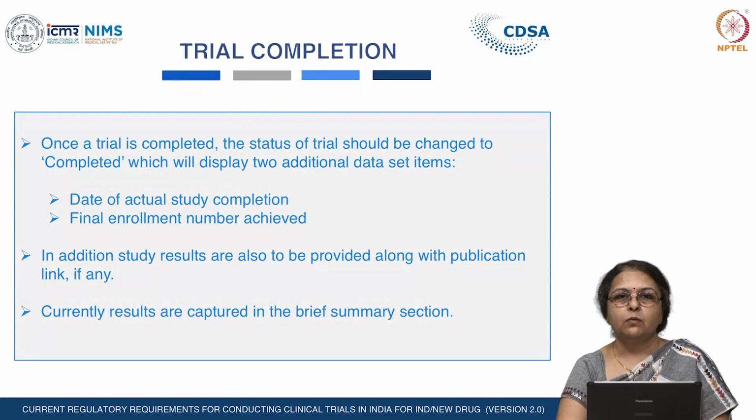Once a trial is completed, the status of trial should be changed to completed, which will display two additional dataset items, that is date of actual study completion and final enrollment numbers achieved. In addition, study results are also to be provided along with publication link if any. Currently, results are captured in the brief summary section. However, in the near future, some structured summary results will have to be posted in the result disclosure section, which is currently being tested.